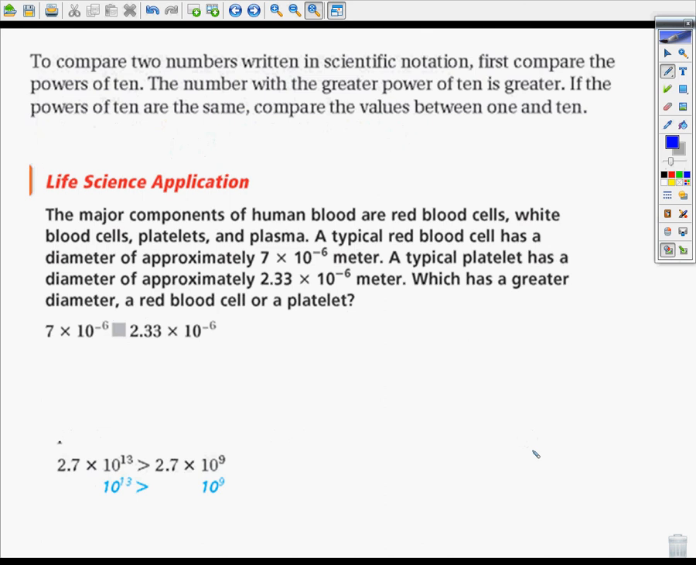Okay, to compare two numbers written in scientific notation, first we're going to compare the powers of 10. The number with a greater power of 10 is greater. If the powers of 10 are the same, then you're going to compare the values that are between the 1 and the 10.